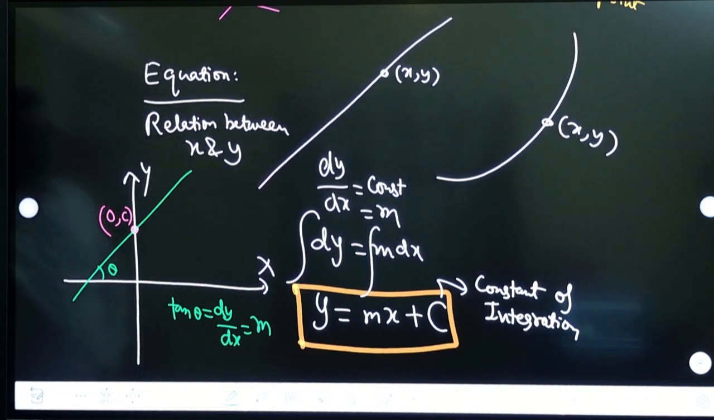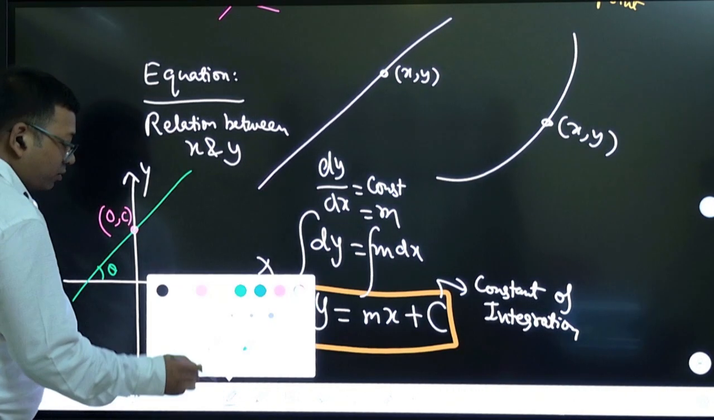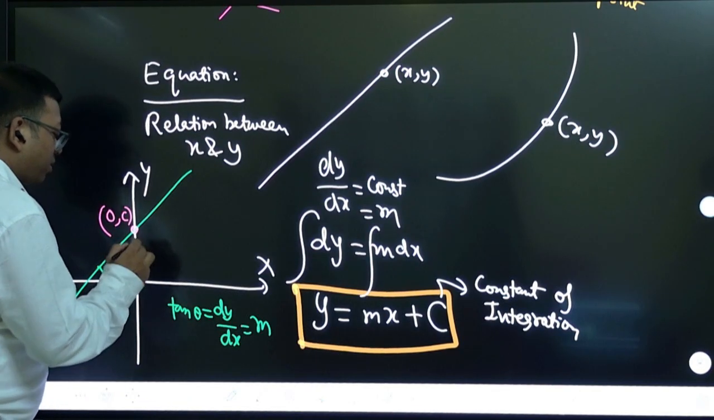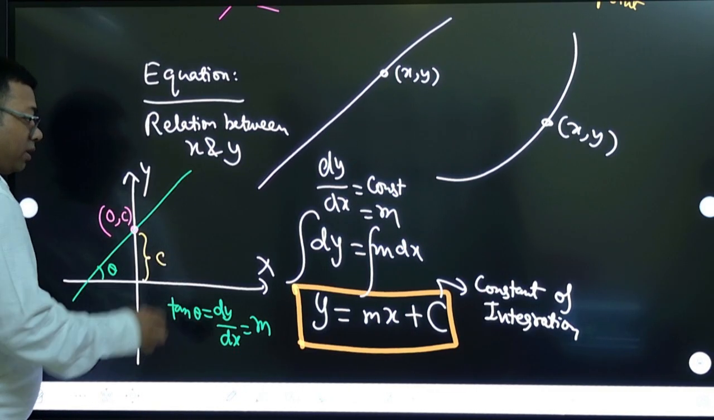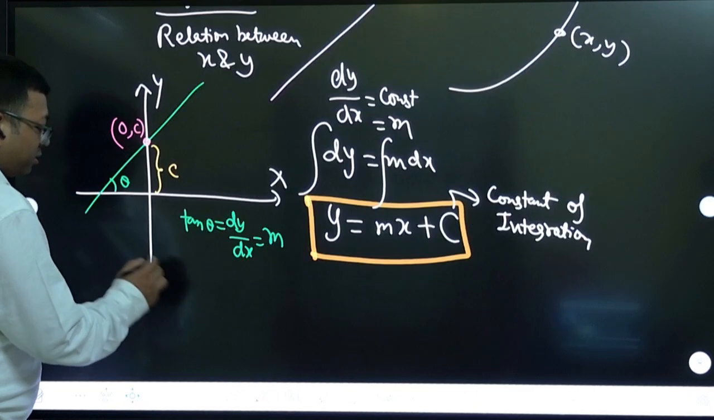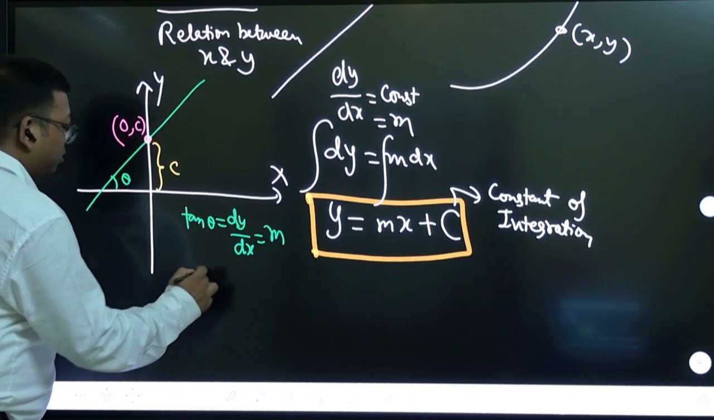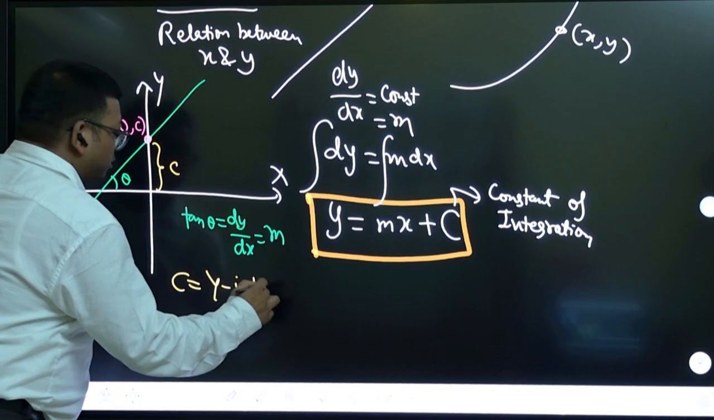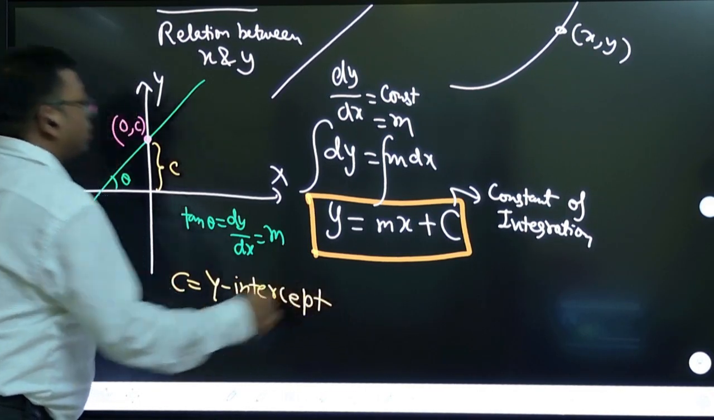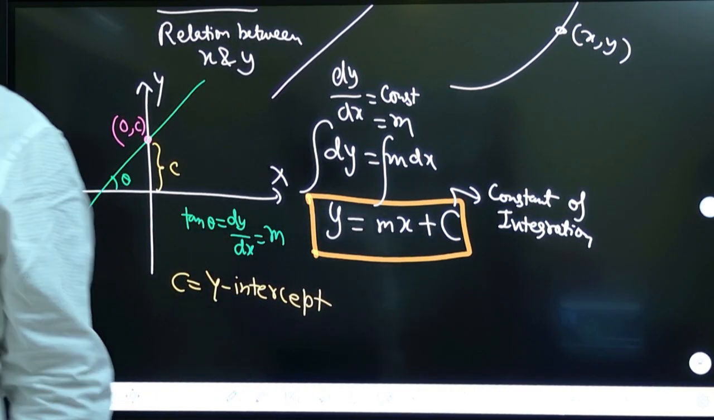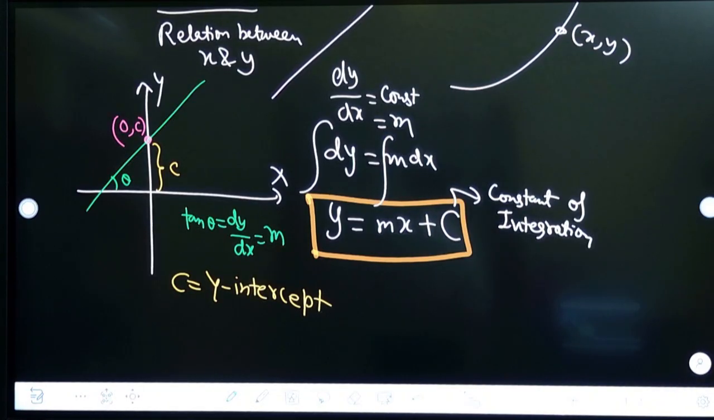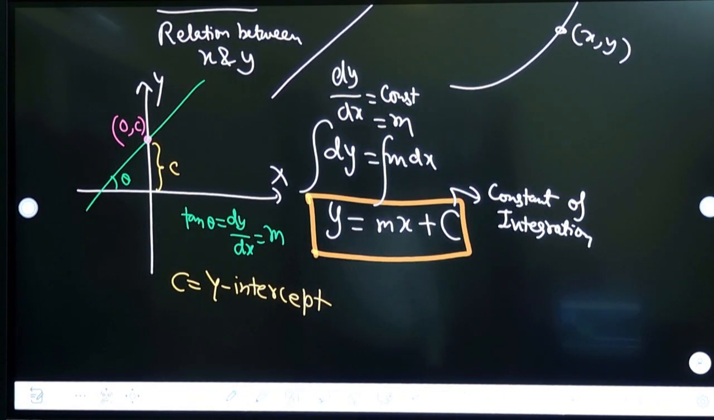This equation y equals mx plus c is called the slope intercept form, because c is the length of the intercept on the y axis. C is called the y intercept. That's a fundamental equation: y equals mx plus c is the equation of a straight line whose slope is m and y intercept is c. Clear?